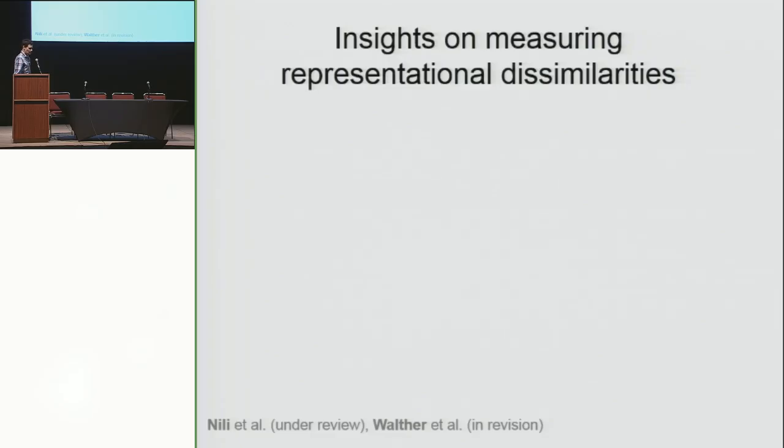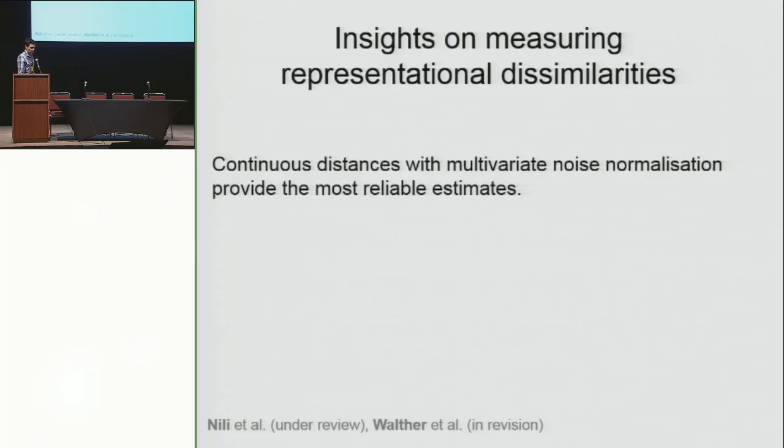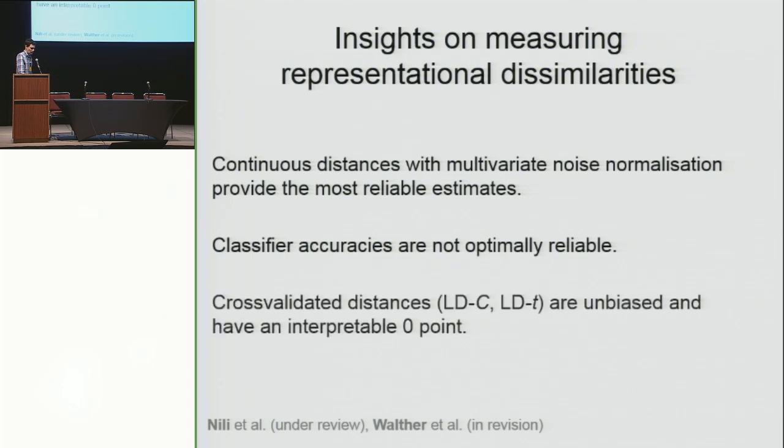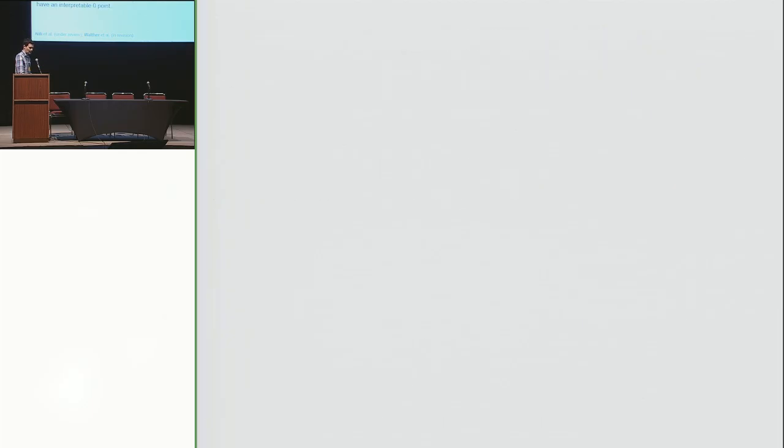So to summarize this part, continuous distances with multivariate noise normalization provide the most reliable estimates. Classifier accuracies are not optimally reliable, and cross-validated distances, LDC and LDT, are unbiased and have an interpretable 0 point and are therefore attractive.